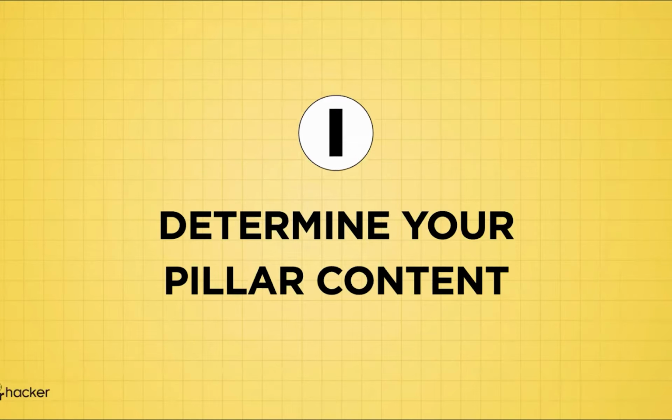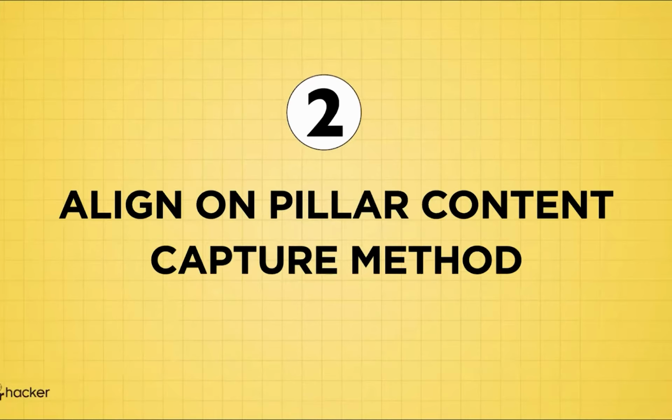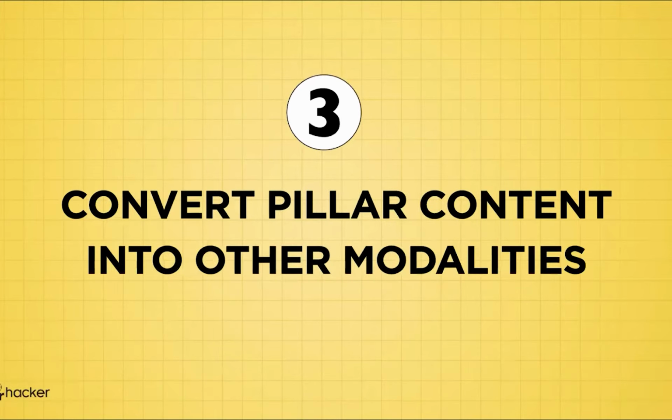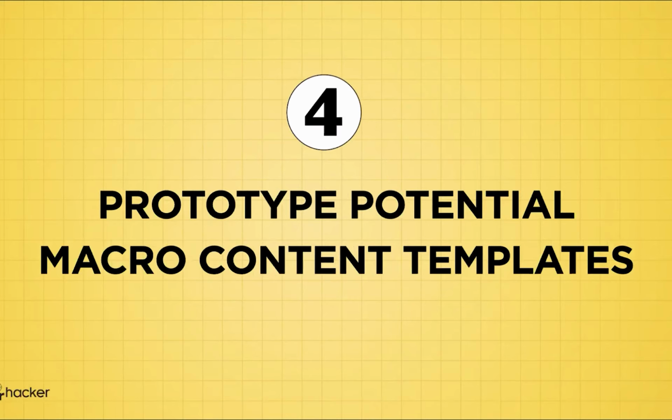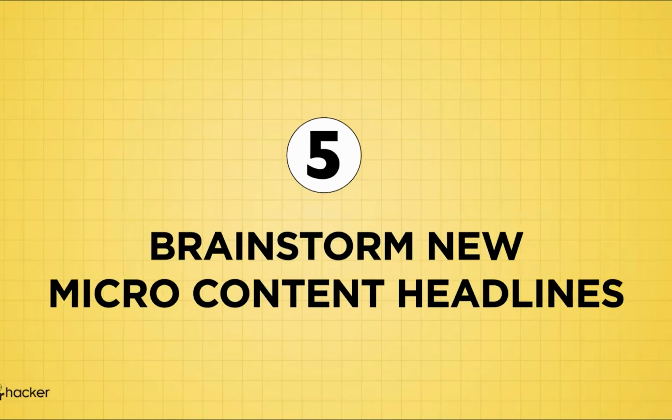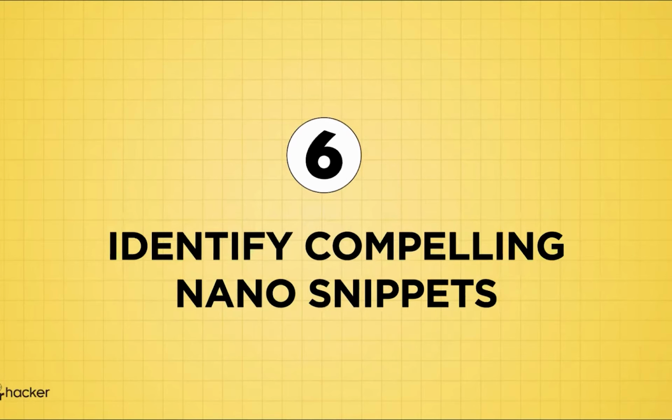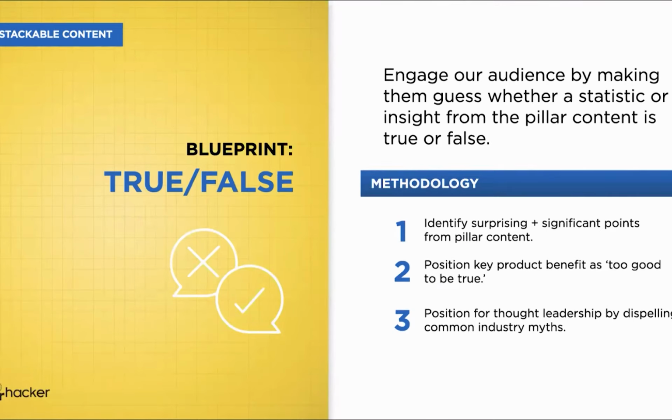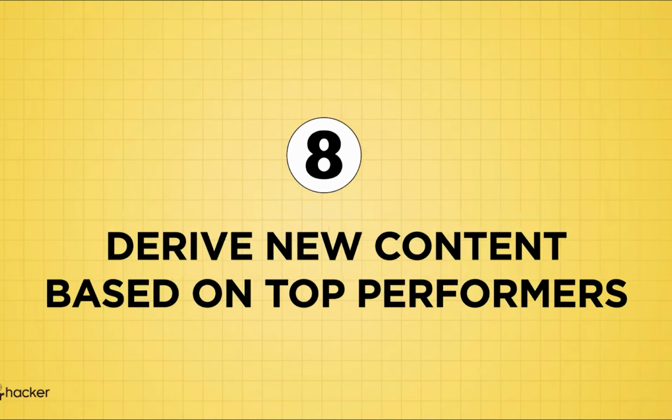So 1, you determine your content pillar. 2, you align how you're going to capture that content pillar. 3, you convert that content pillar, however it's captured, into other forms like video to text or text to video. 4, you prototype potential macro content templates. 5, you then try to reinvent it with new micro content headlines. 6, you make compelling nano content snippets. You might use a blueprint as you get better at this. 7, you measure performance. And 8, you apply your learnings to additional content. And then you do it all over again. So Jackson, comments or questions?